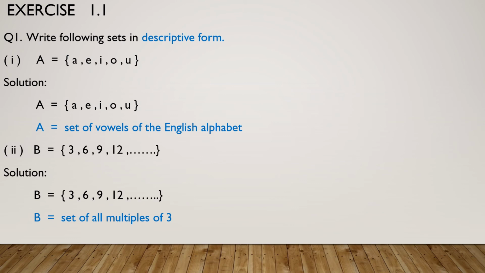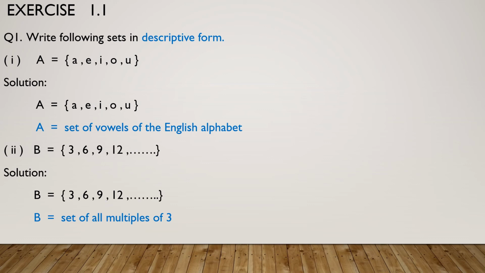Now students, let's start our exercise 1.1. Question number 1: write the following sets in descriptive form. The set given to us is A equals A, E, I, O, U. Start the solution. Rewrite the question: A, E, I, O, U. All of you know very well these are vowels of the English alphabet. So we write our set in descriptive form, meaning we will write our set in the form of a statement. So what will be the statement? Set of vowels of the English alphabet. This is descriptive form.